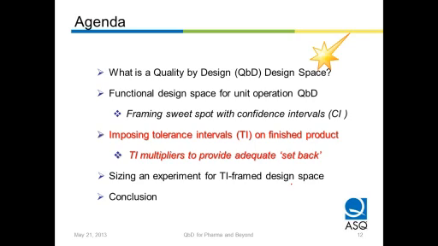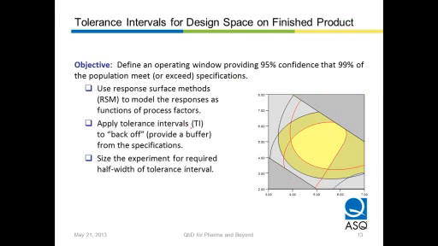So the idea is to push up another notch from confidence intervals to tolerance intervals. At the very end of the process, when we're producing the final product, we want to be more conservative and even say that all the individuals that we produce will fall within specification, not just that we're in specification on average. So let's talk about this more conservative way of framing the sweet spot.